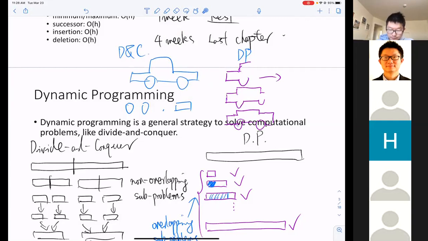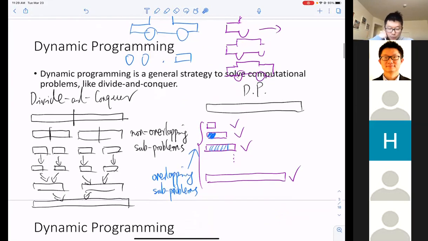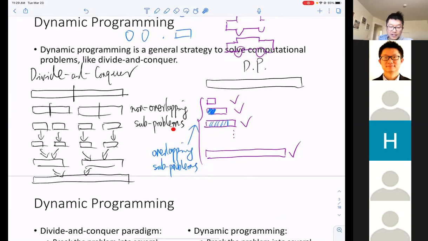Okay, thank you. It may sound very abstract for you, but it will be a little bit clearer after I present a very concrete example in a couple of minutes. As you can see, the biggest difference between divide and conquer and dynamic programming is whether there is an overlap in the sub problems that we divide.